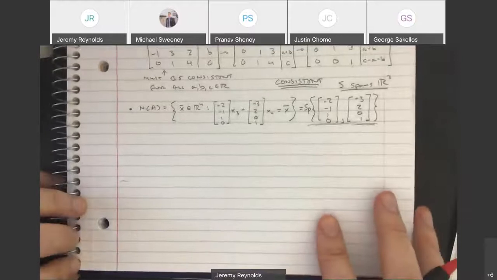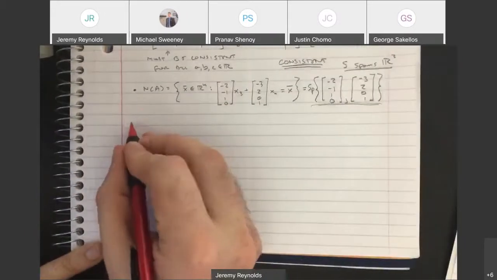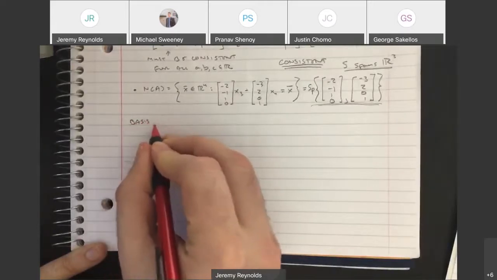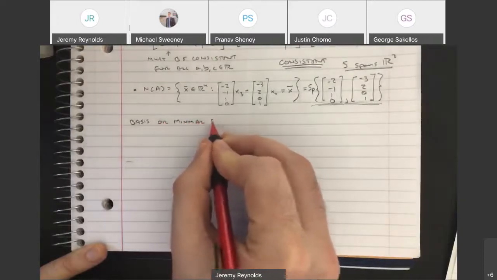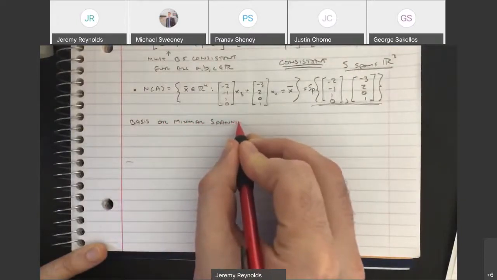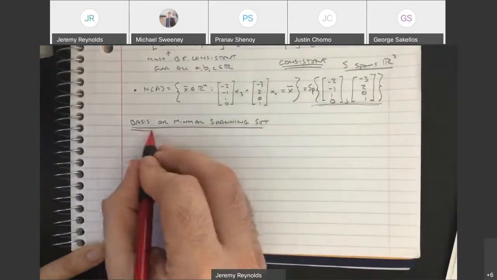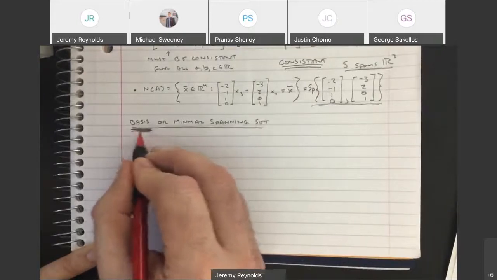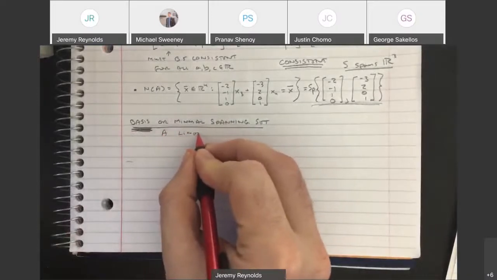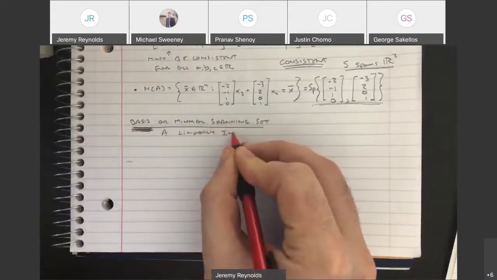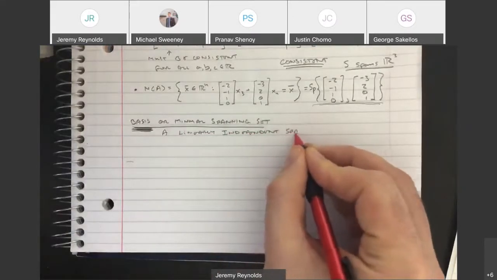So the basis, the next thing we'll talk about is a basis, or a minimal spanning set. Minimal spanning set is a term for it, but it's really more of a definition. What we're talking about here is basis is the official word for it. It's a linearly independent spanning set for W.